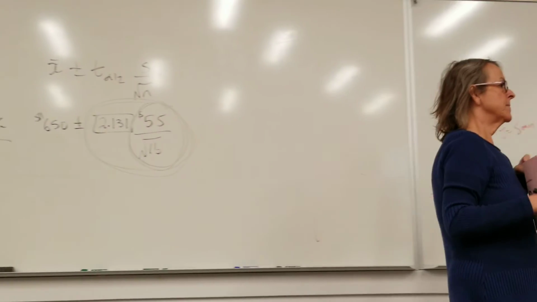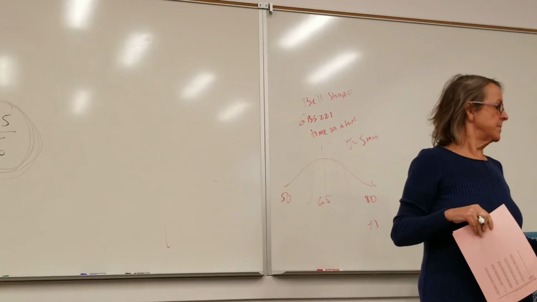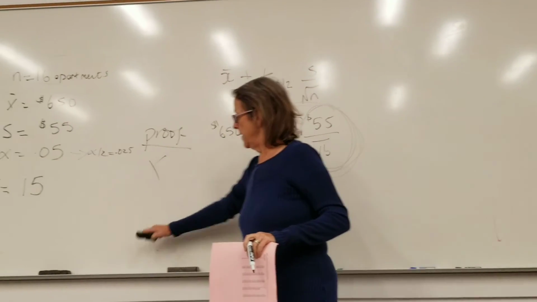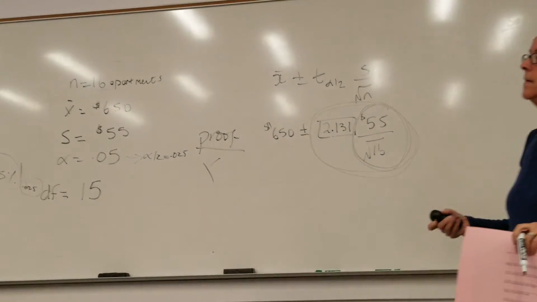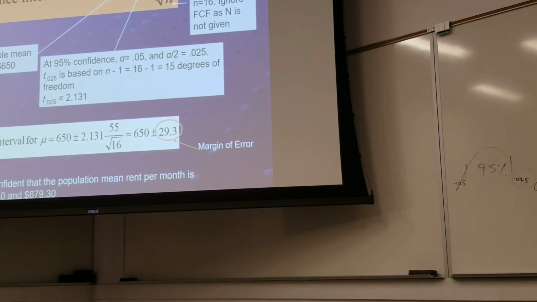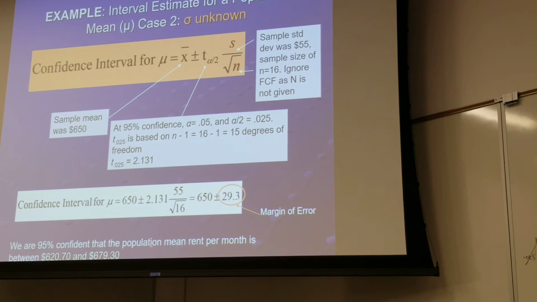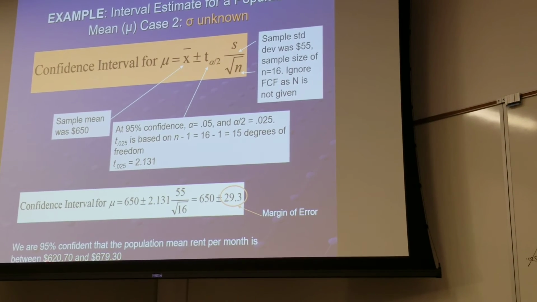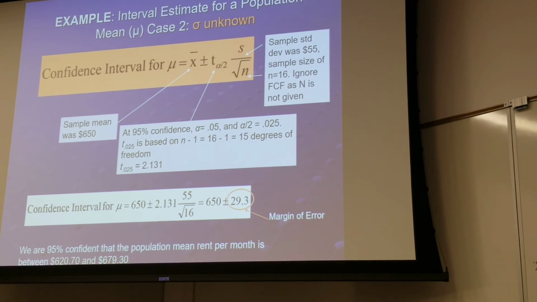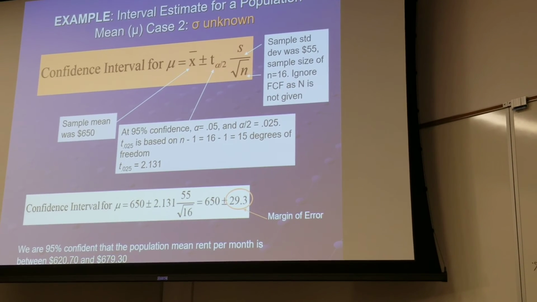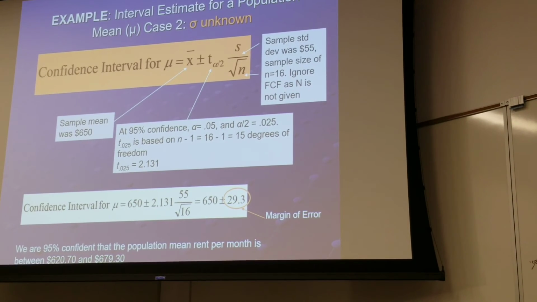Yes? So if you do the math, you get 650 plus and minus 29.3. So you'd say you're 95% confident that the population mean rent is between $620.70 and $679.30. Does that mean that if I want to rent an apartment, but I want to spend $1,000, will I be able to find one?